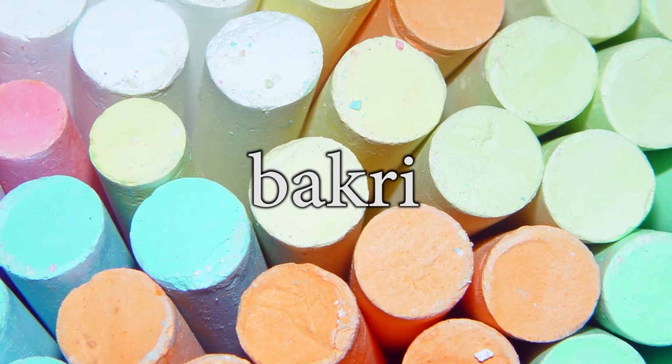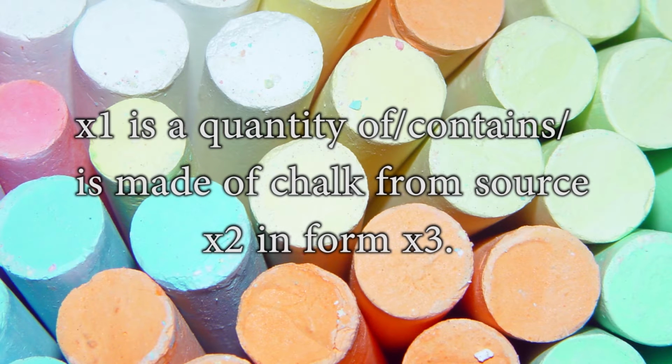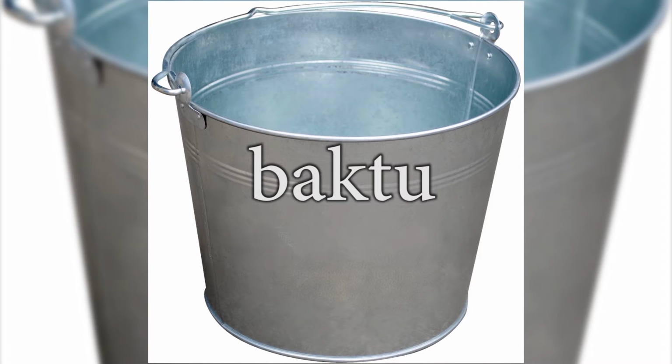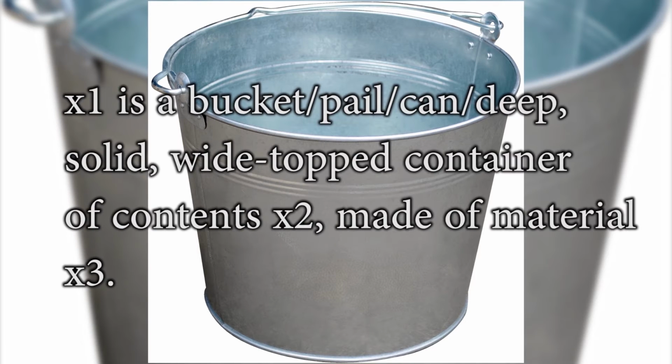Bakri. X1 is a quantity of, contains, or is made of chalk from source X2 in form X3. Baktu. X1 is a bucket, pail, can, or deep, solid, wide-top container of contents X2 made of material X3.